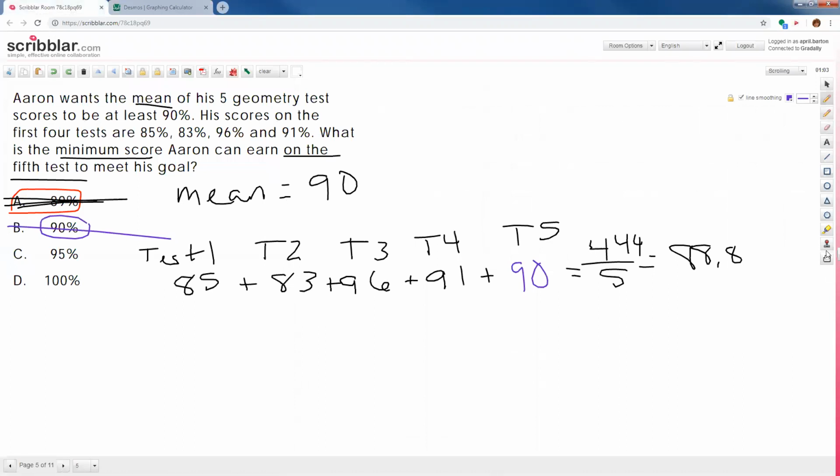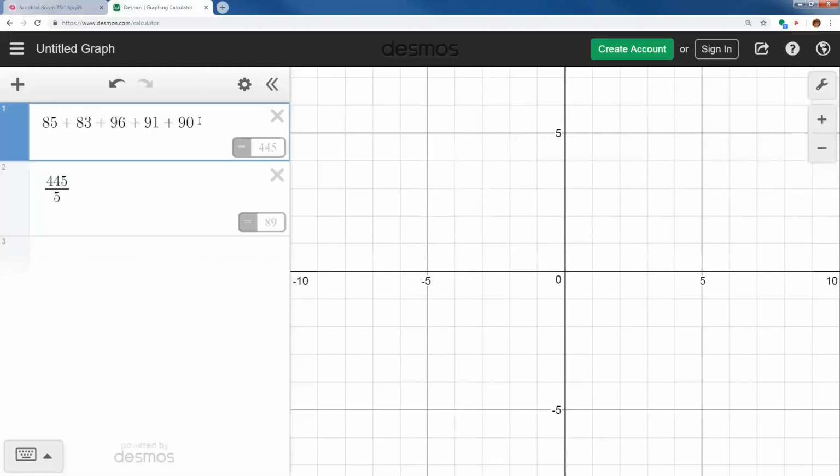So which answer choice should we try next? 100%. We're going to skip C and go down to D. Okay, so instead of 90, we'll try 100. So the first 4 don't change, but the last one is 100. Gives us 455. And that gives us 91%.